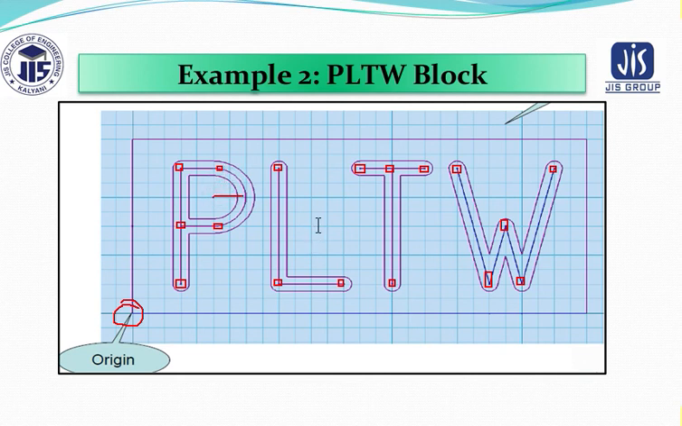This is R5 or 10, whatever may be the radius, you have to consider it. And this is rotating in clockwise movement. So you are using which code? You have to use G02. Clear?